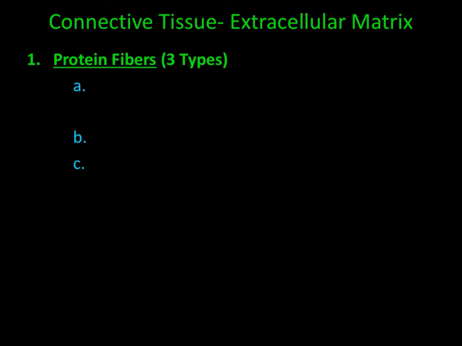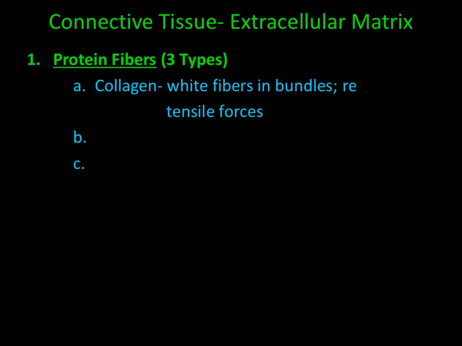Let's take a closer look at the first component, which are protein fibers. Remember, protein fibers are produced by a specific type of cell called a fibroblast. Fibers are maintained by a fibrocyte, and fibers are broken down by a fibroclast. There are three types of protein fibers. The first type of protein fiber is called collagen. Collagen are white fibers that are found in bundles, and these fibers, because they're in bundles, resist tensile forces or stretching forces.